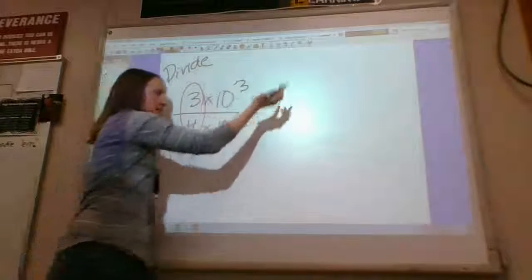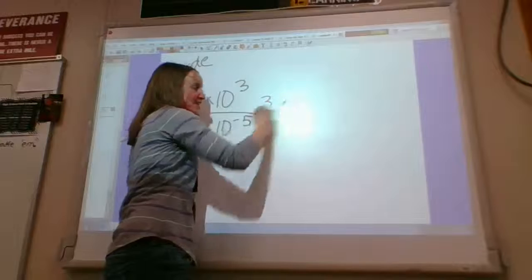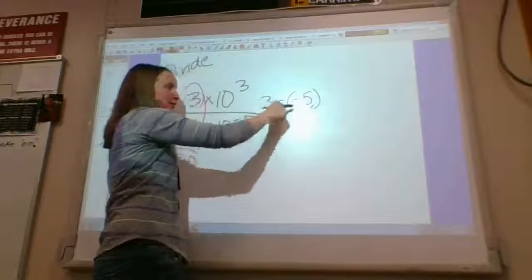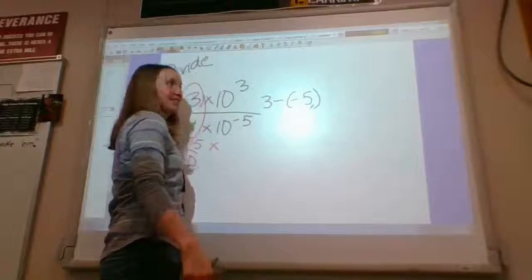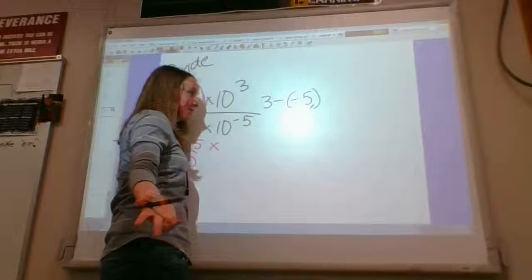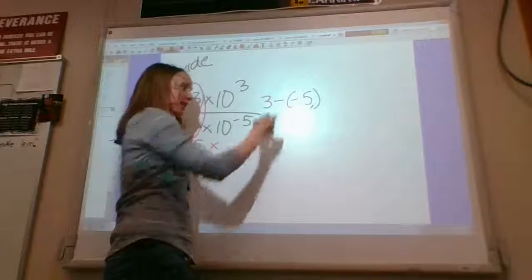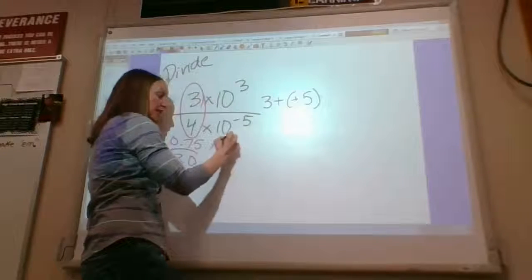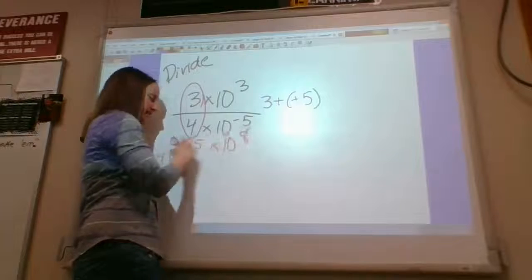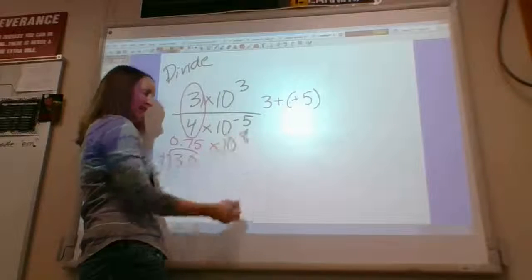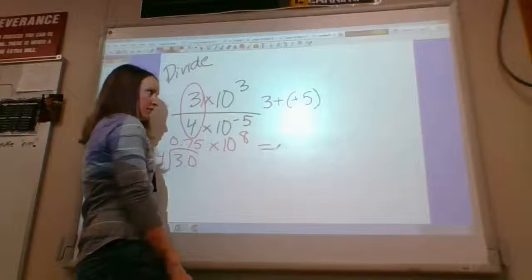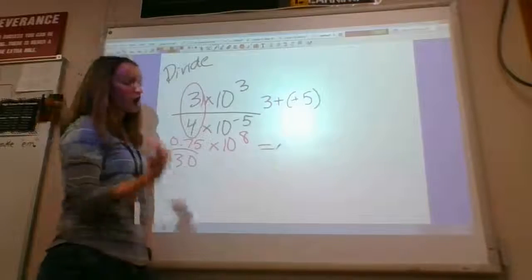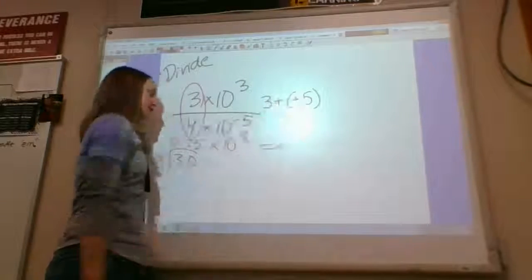Then, what do we do with these exponents? We subtract them. But this is where it helps to write out your work. You have 3 minus a negative 5. And as I talked to one of you particularly yesterday about this, anytime you have a double negative, it becomes positive. So as weird as it's going to be, 0.75 times 10 to the 8th. Majority of you would probably have, oh, you have to subtract those, negative 2. Wrong. Make sure you add the inverse.